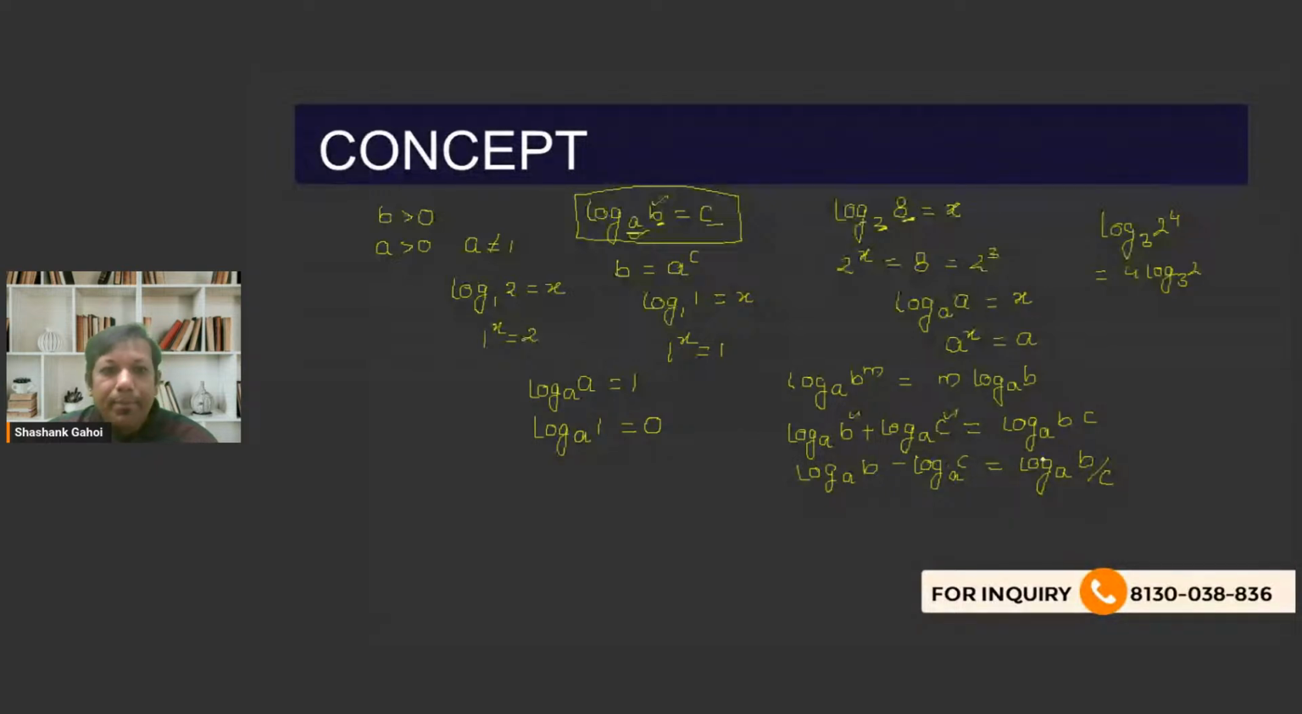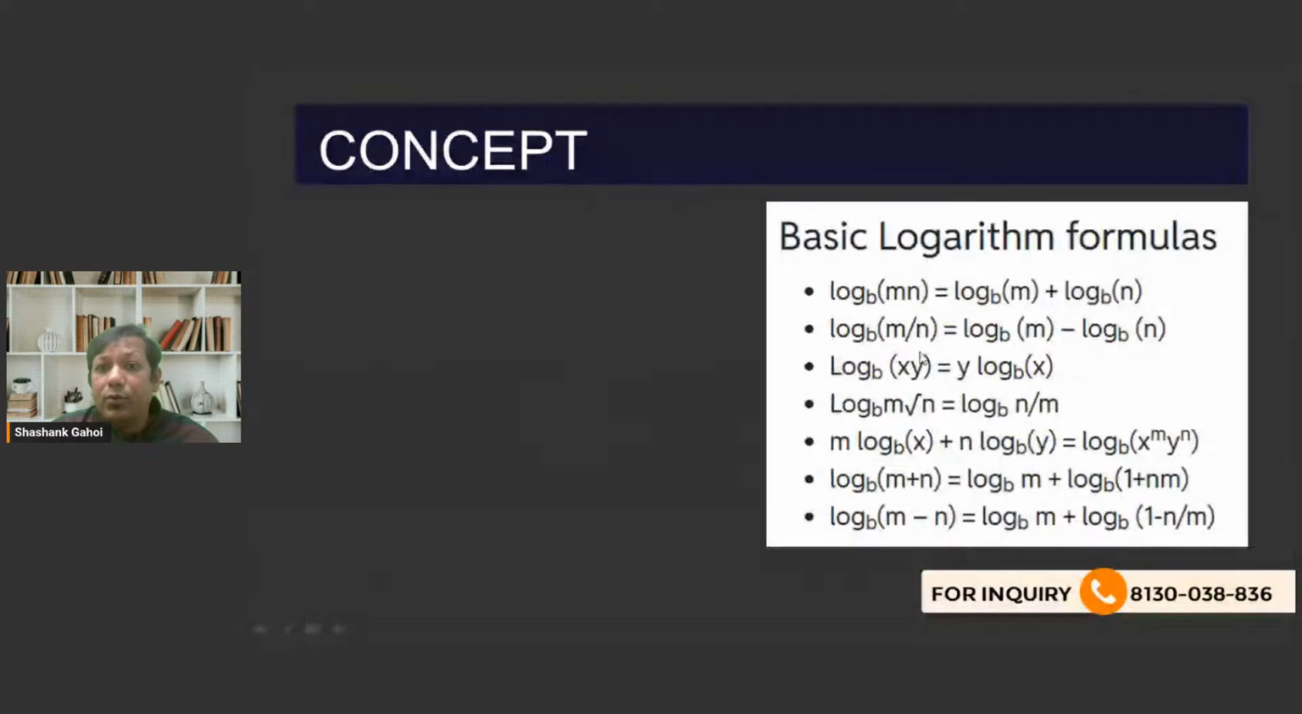Okay. Now, what are the other formulas we are going to see? Basically, we have already written down all the formulas. I have just written down this formula, that log m plus log n is equal to log base b of m into n. The base is common, right? Log m minus log n is equal to log of m upon n.